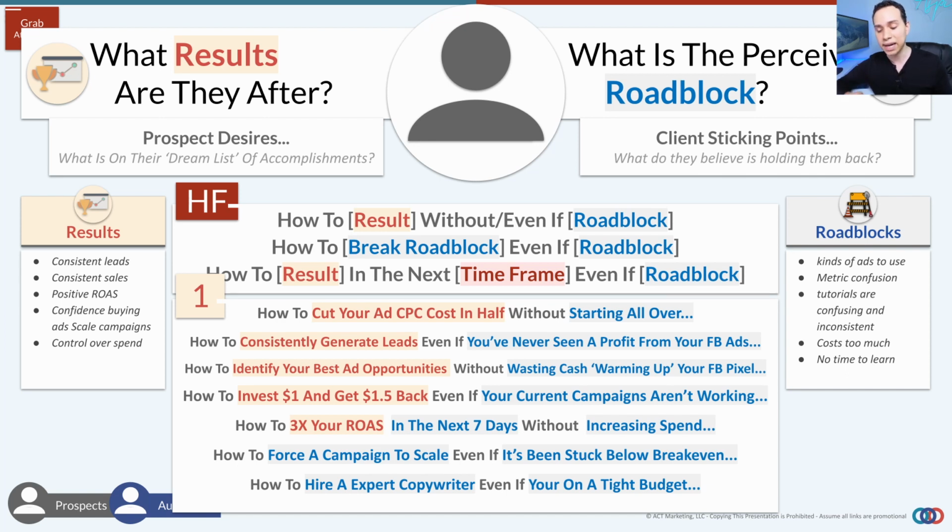So remember, with this headline and all of these ones that we're looking at right now, we're just trying to grab attention and show our new site visitor that they are in the right place and that we understand some of their struggles. So of course, you can always pause, timestamps below, and we'll jump down to the second to last one, how to force a campaign to scale even if you've been stuck or it's been below break even, right? So we can also talk about two problems that they have. So we might say, okay, you can overcome this problem without having to fix this other one first, right?